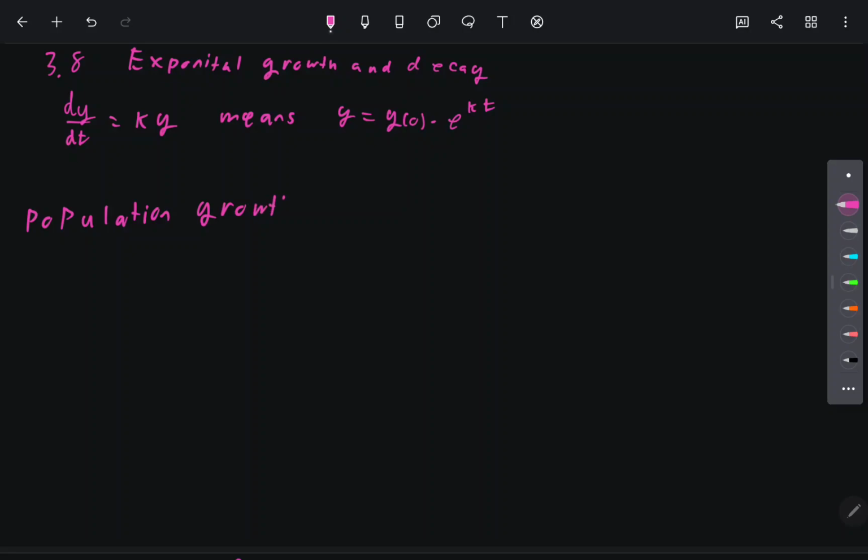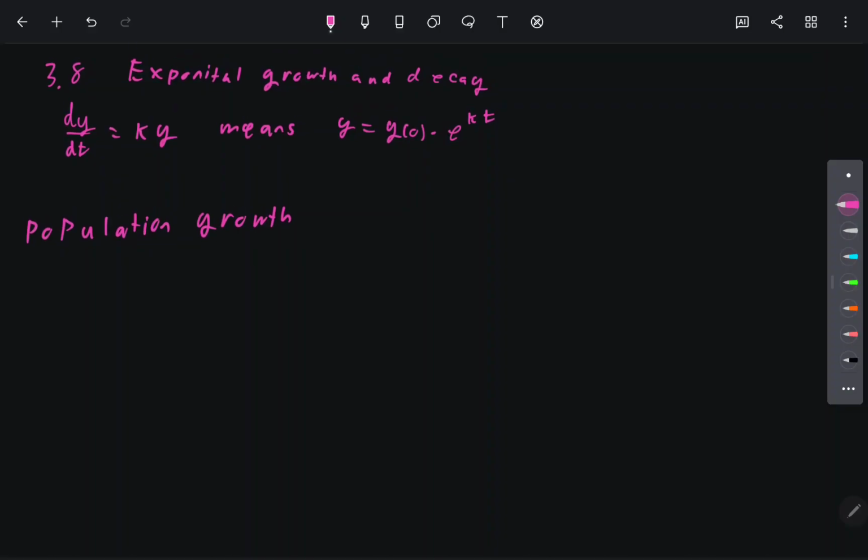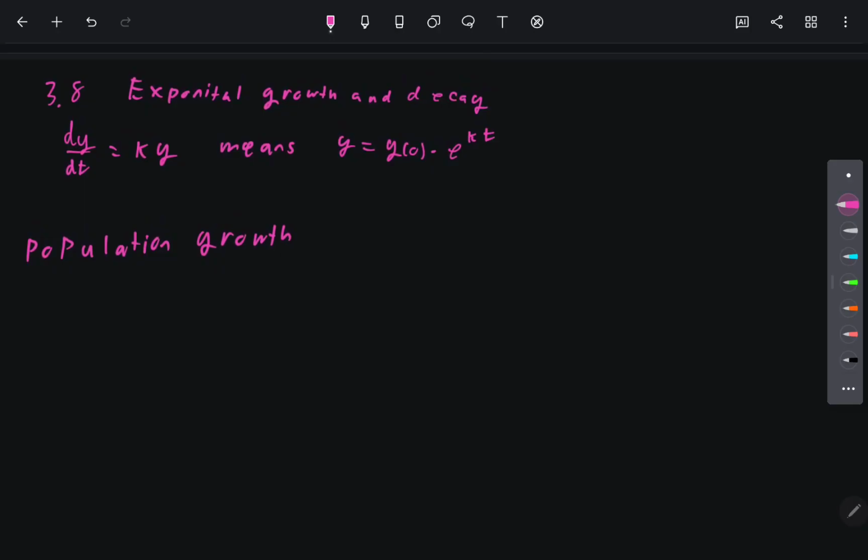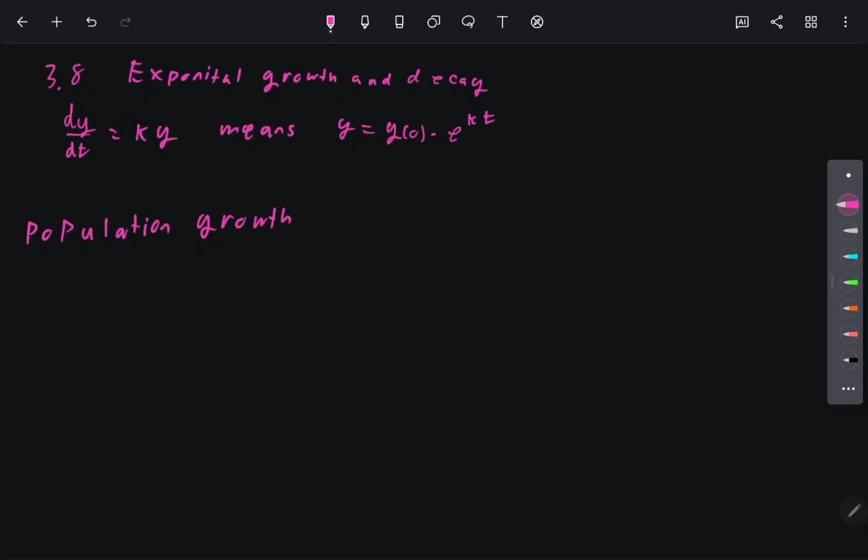So, population growth is one of those natural sciences. It's in biology, in fact. So you may recall that populations will often grow exponentially. They're definitely not linear, but they're definitely proportional to their own size.